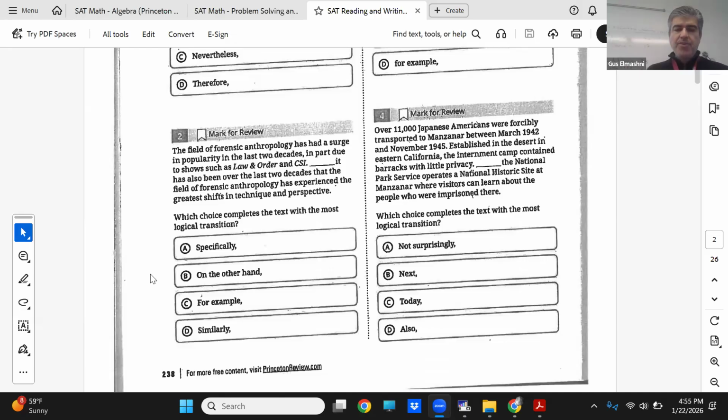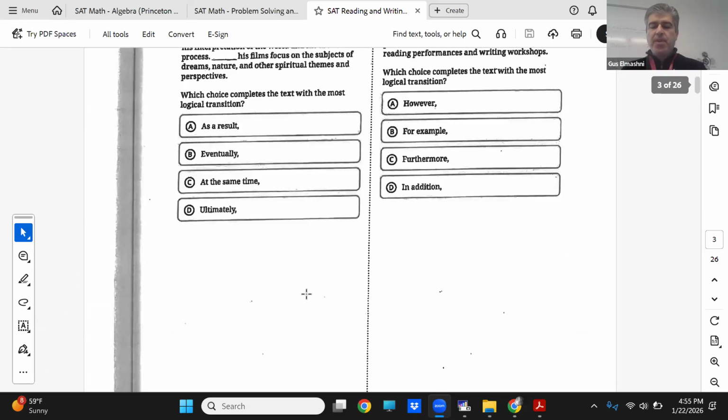Let's look at number 2. The field of forensic anthropology has had a surge in popularity in the last 2 decades, in part due to shows such as Law and Order and CSI. Blank, it has also been over the last 2 decades that the field of forensic anthropology has experienced the greatest shifts in technique and perspective. You're not contrasting, so it's not B. You're not giving an example, and you're not digging deeper into it. You're just saying likewise, or in comparison to, that's what's happening, right?